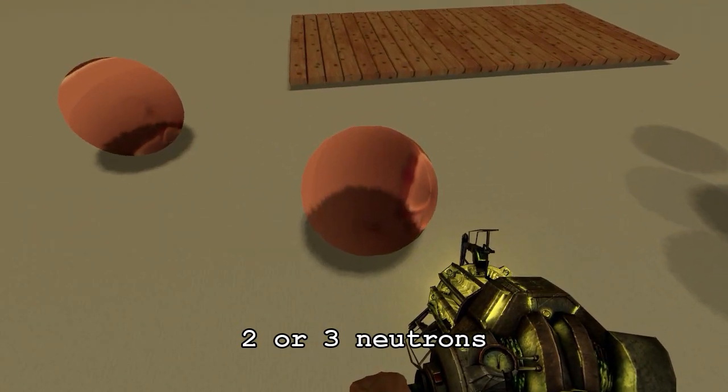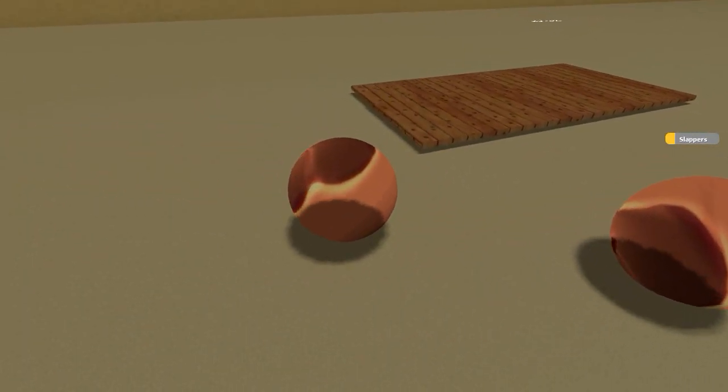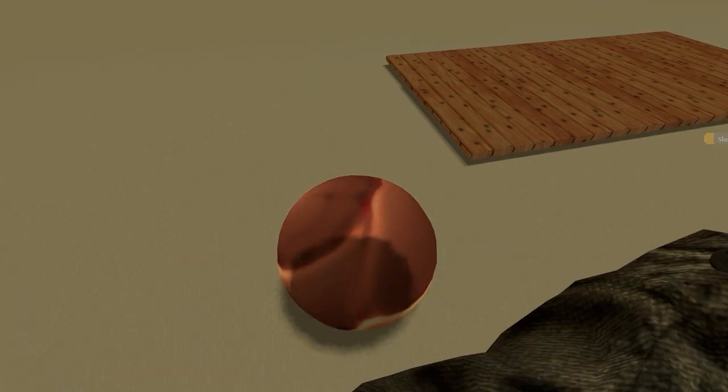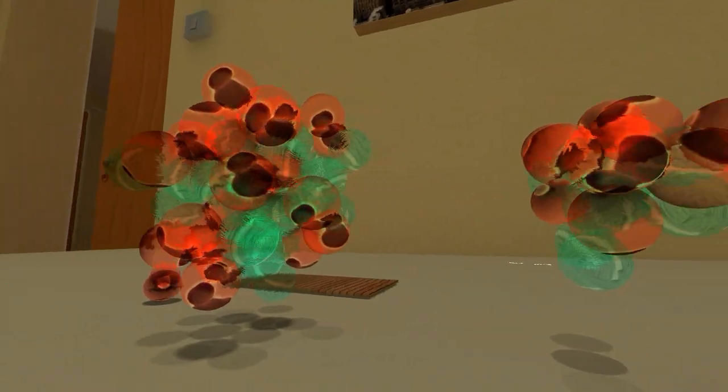Now, if you were to weigh all of these, you'll notice that they're lighter than the original uranium atom. So what happened to that extra mass? Well, that mass turned into energy, as in E equals mc squared.